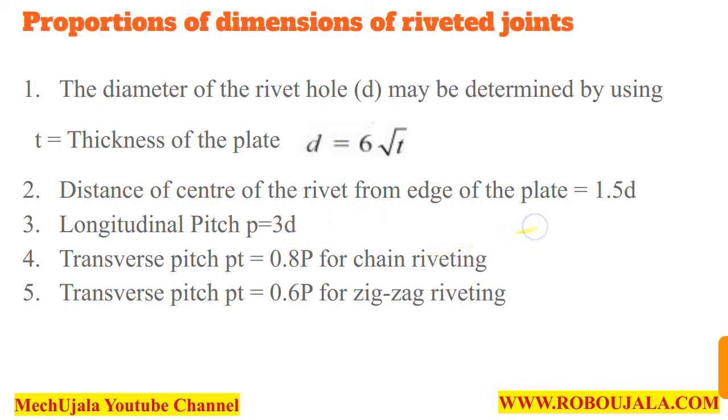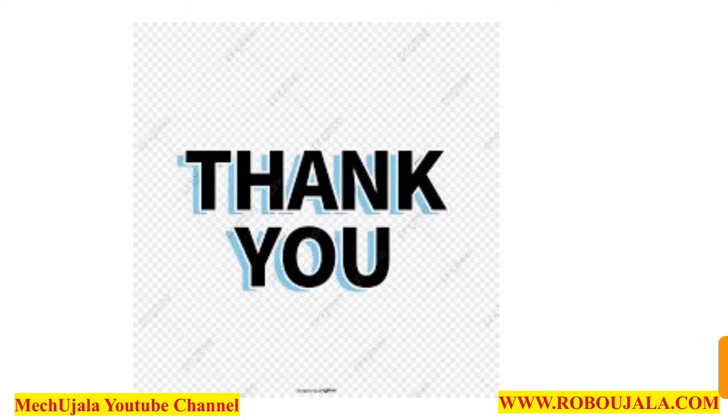for chain riveting, and transverse pitch PT is equal to 0.6 P for zigzag riveting. So these are the two types of riveting. For chain riveting you will use 0.8 P, and for zigzag riveting you will use 0.6 P. And if we know the value of t, then we can calculate all of these values. So remember these points, these are very important, because in SSC JE they can ask questions directly on all of these points. I hope you understood this video about riveted joints.